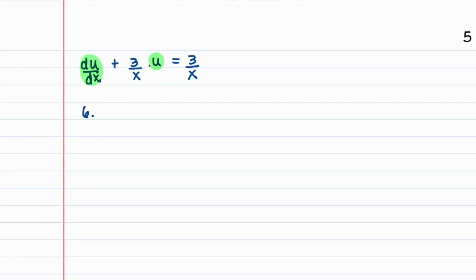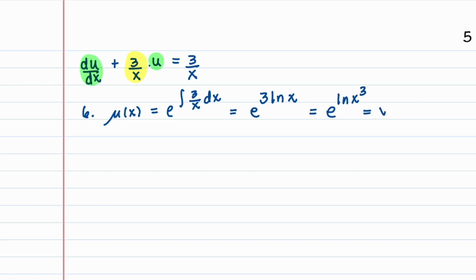This leads us to step 6, where we can solve the equation. The term in front of the u is going to be used in our integrating factor. Our integrating factor mu of x is e to the integral of 3 over x dx, and this gives us e to the 3 natural log x. The 3 can come up top, and this is e to the natural log x cubed, which gives us just x cubed.